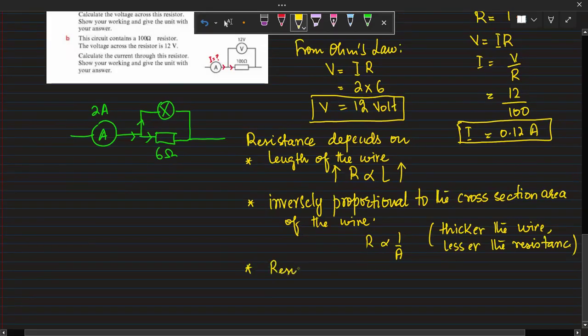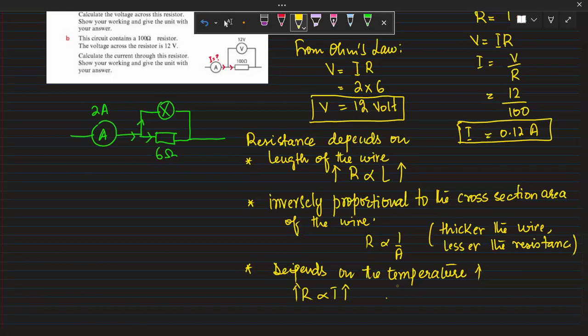And the last is, resistance also depends on the temperature. Higher the temperature, higher the resistance will be. Because the vibration of the atoms increases and the movement of the electrons becomes slow from one atom to another atom.